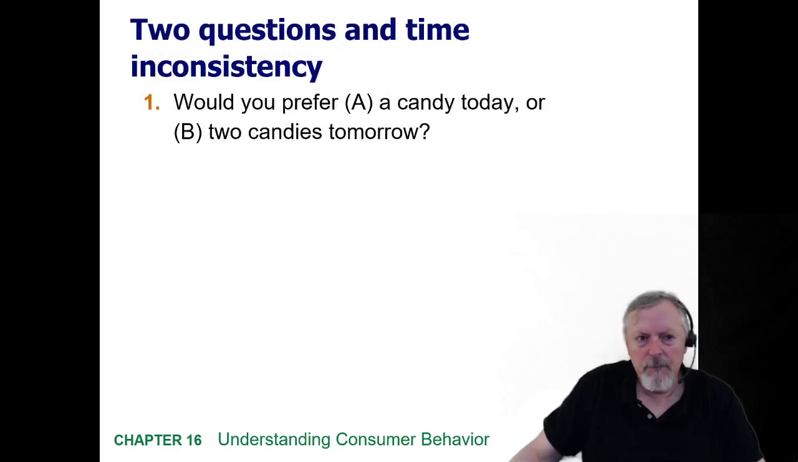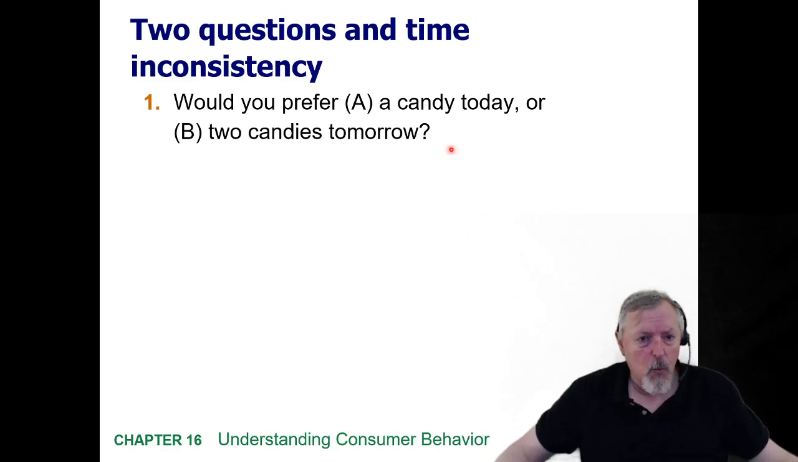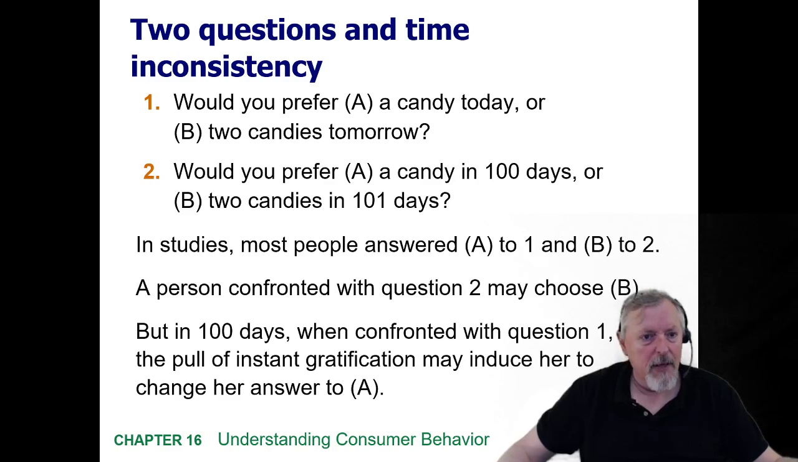Let's look at an example. This is a very simple behavioral econ experiment. Now, if you had a choice between getting one candy today or waiting 24 hours and getting 2 candies tomorrow, which would you pick? Assuming you like candy. Now, seriously, pause the video for a moment and think seriously about how you would answer this question. What would you choose? When you're sure you know your answer, start the video again. Okay. Now, consider question 2. If you were offered one candy 100 days from now, or 2 candies 101 days from now, which would you choose?